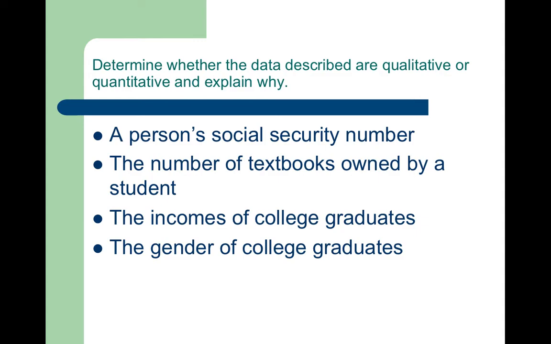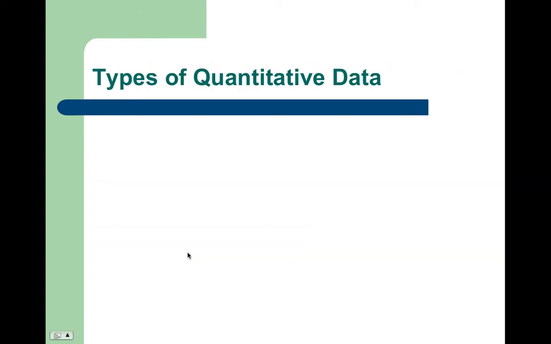And so it's appropriate to say what percentage of people are in each of those categories for whatever given data set. But you would never be able to make any other comparisons beyond that, and certainly you wouldn't be able to get any sort of average or anything from those. So Social Security number is qualitative, number of textbooks is quantitative, income is quantitative, and gender is qualitative.